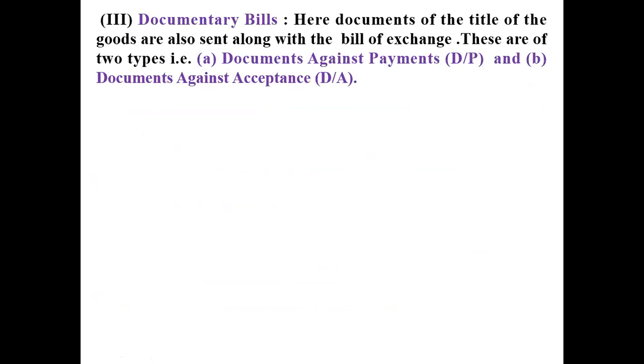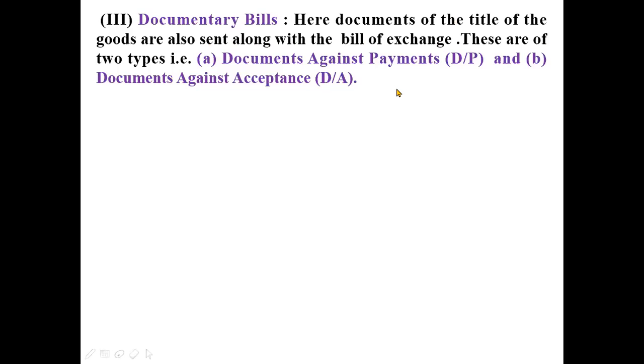Next is the documentary bills. Here the documents of title of the goods are also sent along with the bill of exchange. Now these are two types. One is the document against payment, another is document against acceptance. If you can recall, at the time of export documentation, I have told you there is one very important document, that is known as the bill of lading. Why is this document very important? One important thing about the bill of lading is that it is known as a document of title. What does it mean, a document of title?